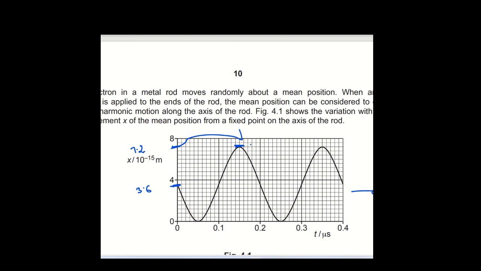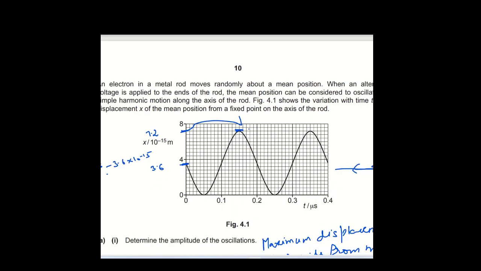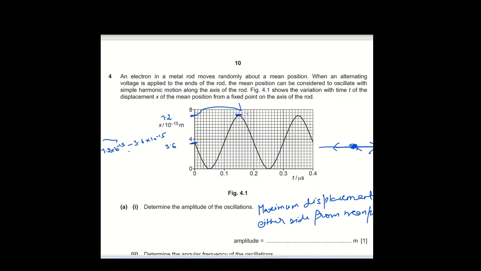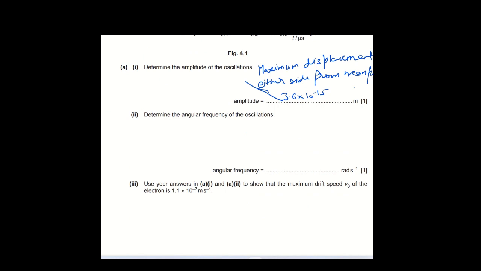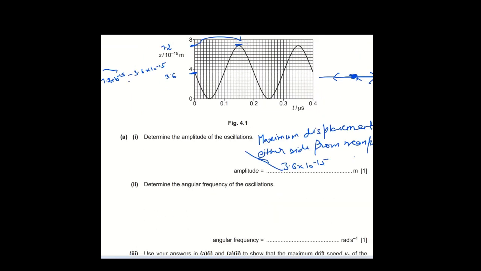So amplitude will be 7.2 into 10 raised to power minus 15 minus 3.6 into 10 raised to power minus 15. So it will come out to be 3.6 into 10 raised to power minus 15 meter. Let's move on to the second question. Determine the angular frequency of the oscillation.